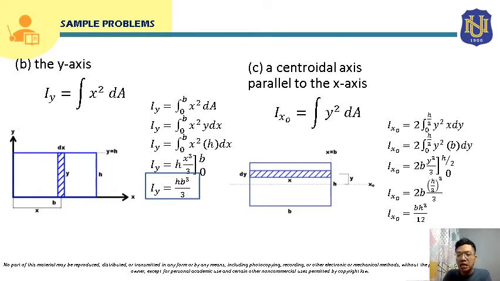In this case, this is also already established. So this is the derivation of that established moment of inertia. Again, this is the moment of inertia with respect to the x-centroidal axis. So be familiarized already with these values.